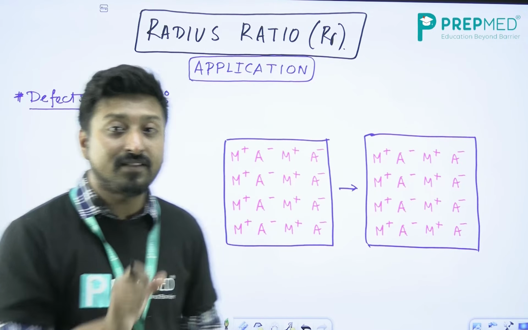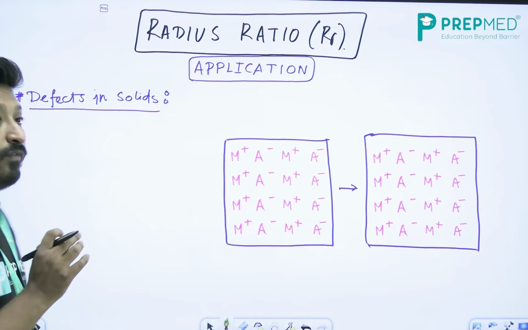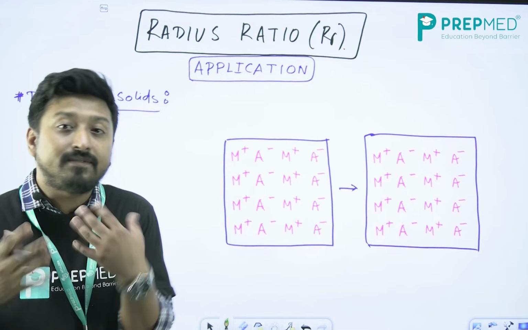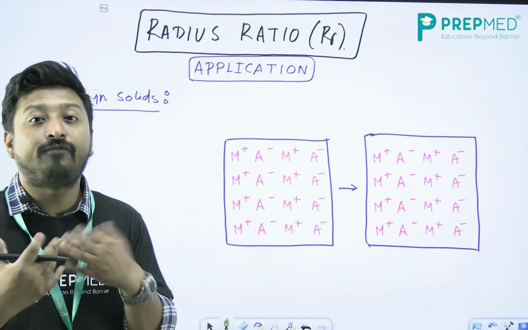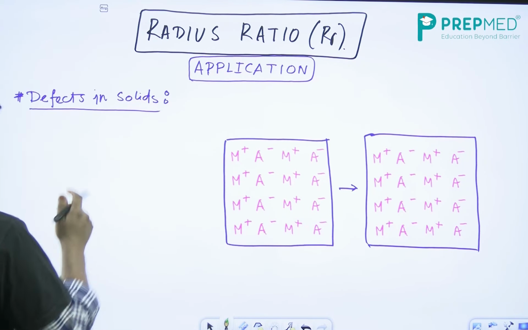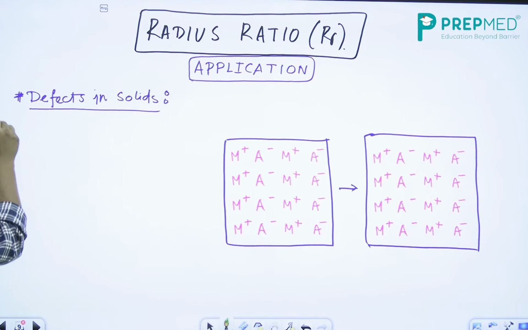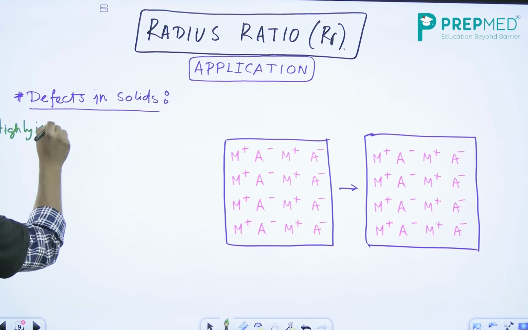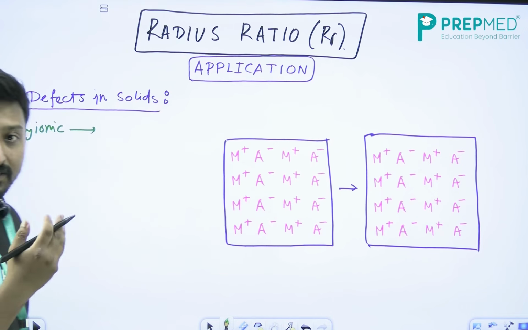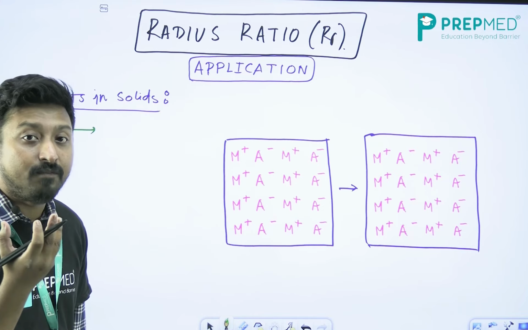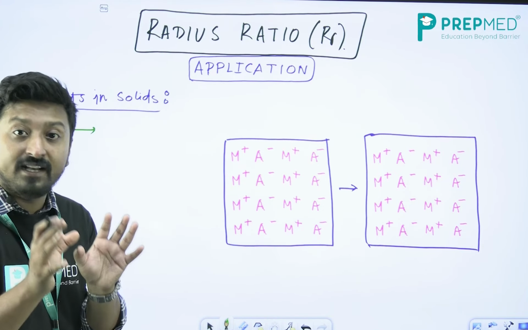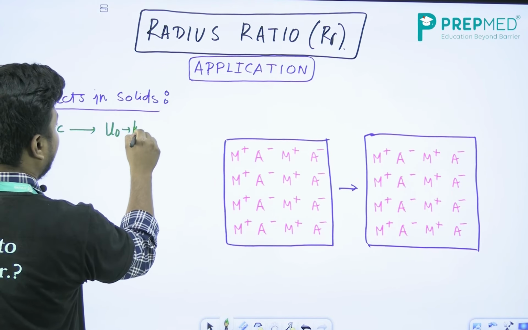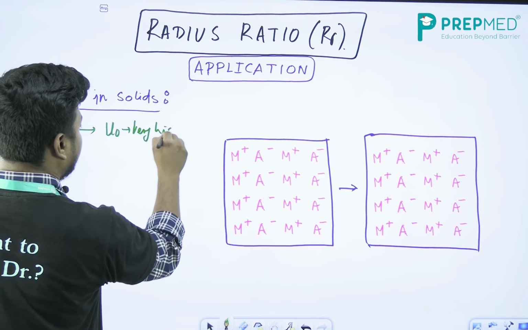Okay, so first let's talk about one type of defect which you will find in very highly ionic compounds, right? Now, when I'm saying ionic compound, that means there are a few factors you need to consider. Number one, let's say the compound is highly ionic. What does it mean? Since it's highly ionic, its lattice energy will be very high. Very good. So we can say that U0 is very high.